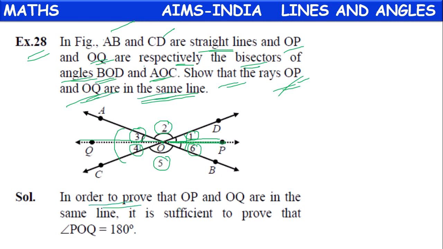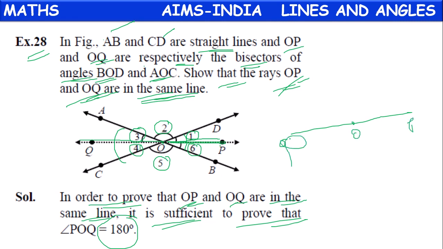So in order to prove OP and OQ are in the same line, it is sufficient to prove that POQ equals 180 degrees. This POQ means the angle formed at O. The angle formed at O, POQ, this angle equals 180 degrees, that we have to prove. If it is proved, they will be on a line.